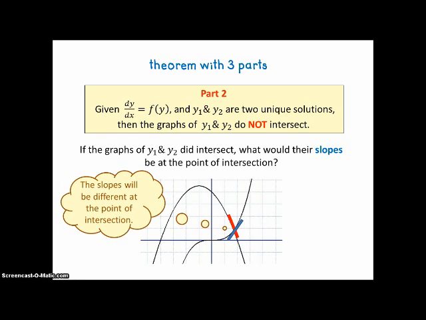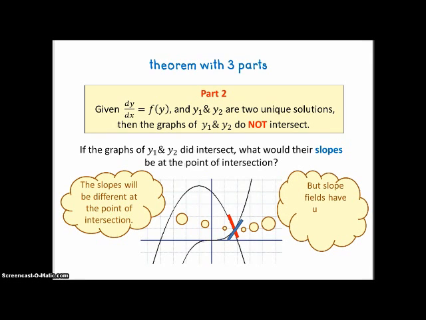And therefore, since this is an autonomous differential equation, we can't have different slopes at that point of intersection. In fact, no slope field would have a different slope. So autonomous or not, you're not going to have 2 unique solutions ever intersect. But slope fields have unique slopes at every point. Doesn't even have to be autonomous, like I just said. So these solutions cannot intersect.